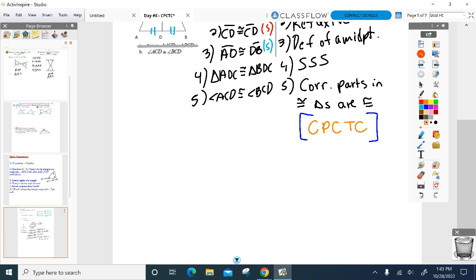A couple things about this. I'm not requiring you to write that. If you want to write corresponding parts in congruent triangles are congruent, that's fine. If you do use the acronym, it has to be in the right order. And yes, I will mark it off if the T and the C are flipped. So if you're going to use it, make sure you know it. Last thing, and this is a common mistake, CPCTC is not a method to prove triangles congruent. How many methods do you have? And it's staying that way. This is after you prove triangles congruent. All right, let's keep using it.